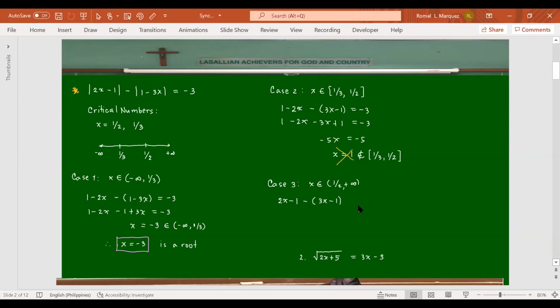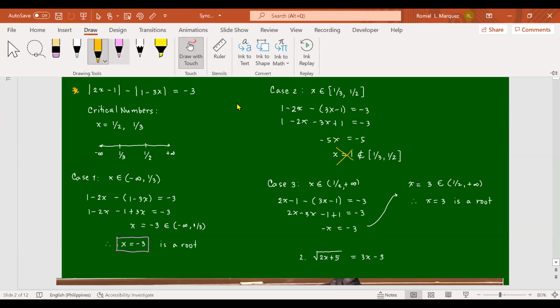Yes po. Yes sir. It is equal to what? Negative 3. Or 2x minus 3x minus 1 plus 1 equals negative 3. So negative x equals negative 3. Or what is x, guys? Positive 3. Is it an element of that interval? Yes. Therefore, x equals 3 is a root. So we accept that.